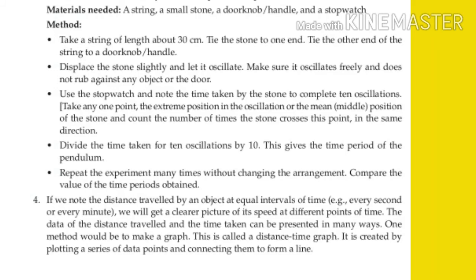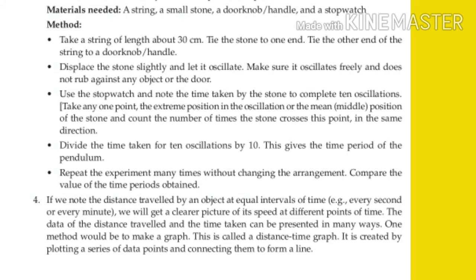Now use the stopwatch and note the time taken by the stone to complete 10 oscillations. Take one point at the extreme in the oscillation or the mean, मतलब middle में जो रहेगा, of the stone, and count the number of times the stone crosses this point in the direction. Divide the time taken in 10 oscillations by 10. This gives the time period of the pendulum. Repeat this experiment.